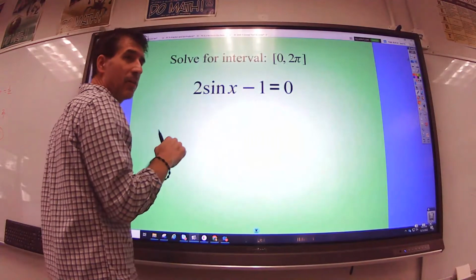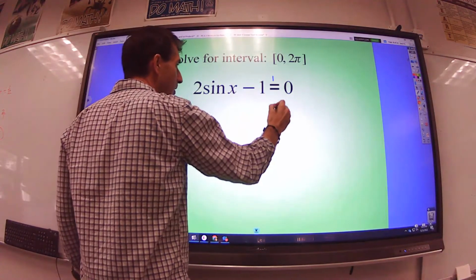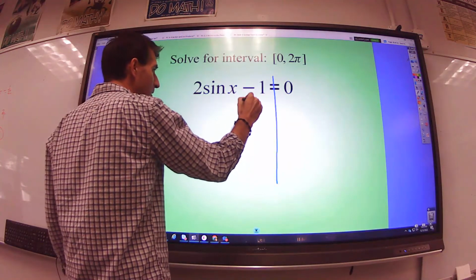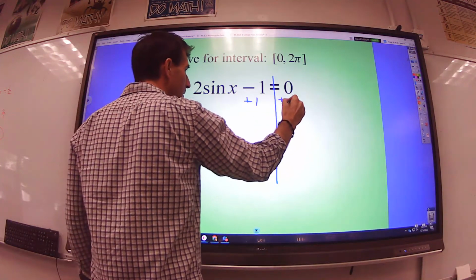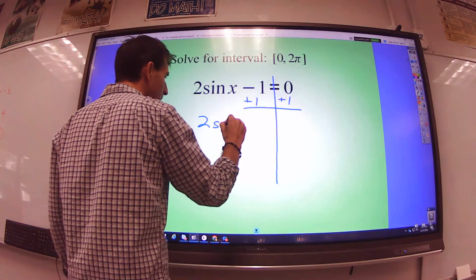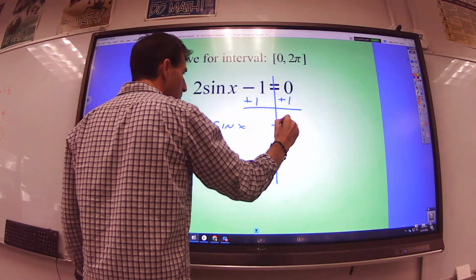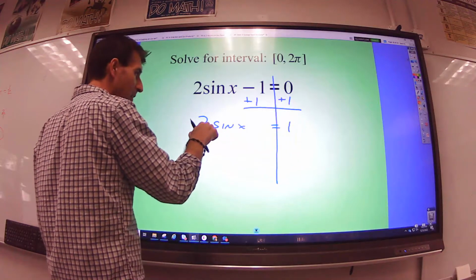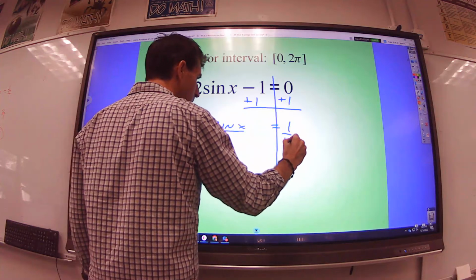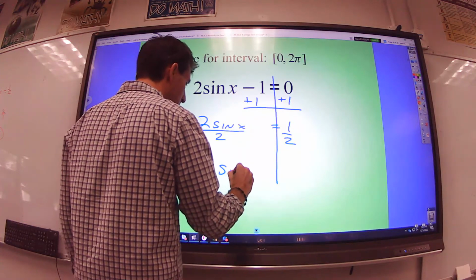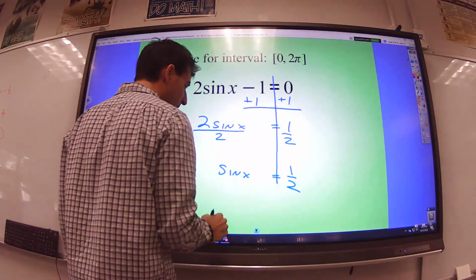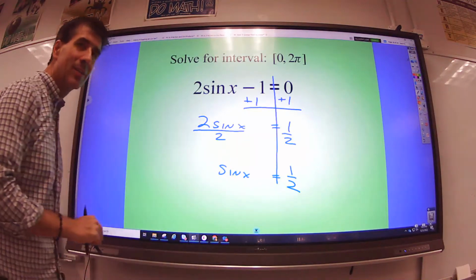Let's just solve for sine of x. We want to get sine of x by itself. So we add 1 on both sides: 2 sine of x equals 1. To get sine of x by itself, I divide by 2. Sine of x equals 1/2. I need to solve for x.